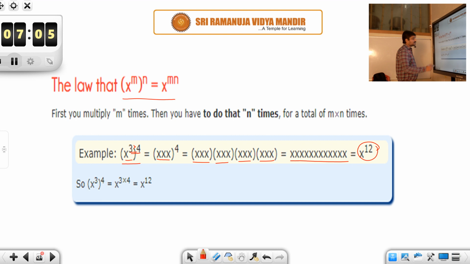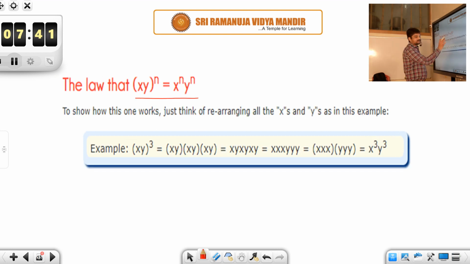And then xy whole power n is equal to x power n y power n. Let's see how we get this. We could split the terms. Say, for example, xy whole cube means what? xy times xy times xy. And you know that in multiplication you could rearrange the numbers because the result doesn't change, isn't it? 2 into 3 is equal to 3 into 2.